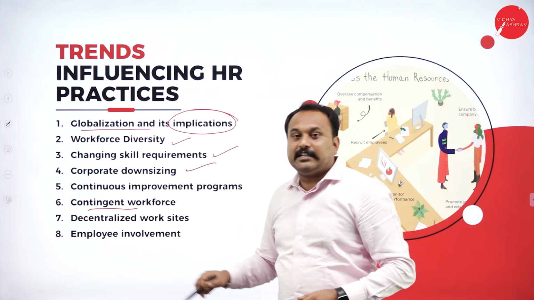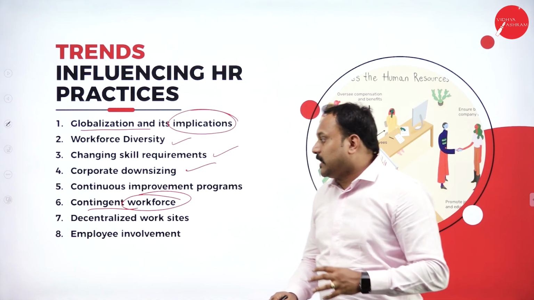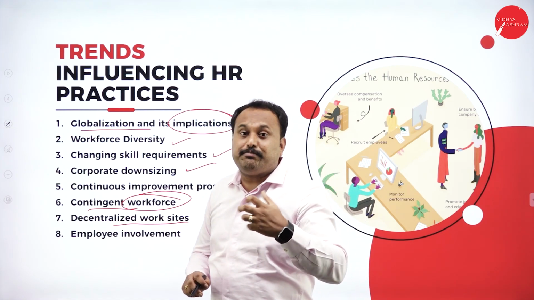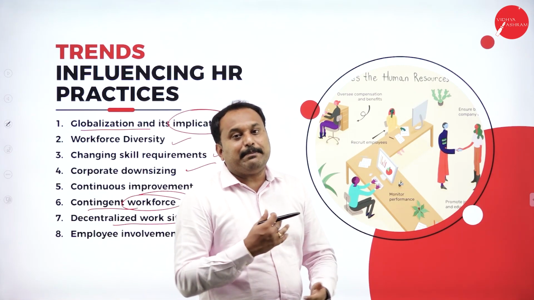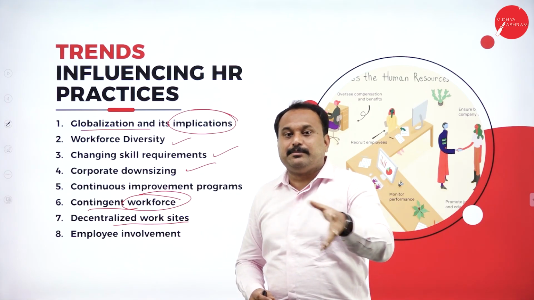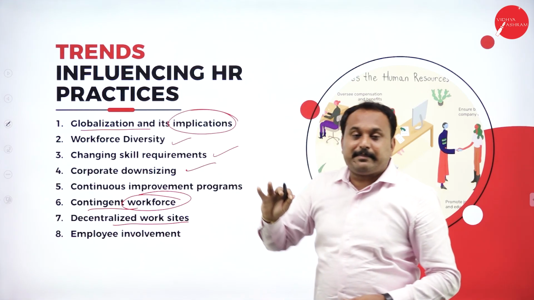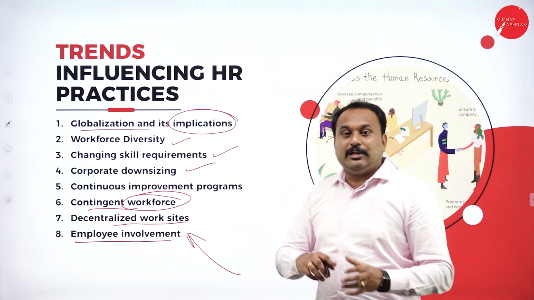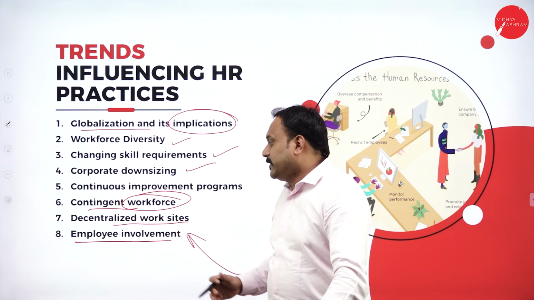Contingent workforce, contingent means act according to the situation. Whatever the situation is, you are supposed to get acquainted with that. Decentralized work sites, so wherever there is centralization, now you are supposed to give powers to your subordinates and make it decentralization, so that the work will happen very fast, decisions can be taken very easily, and the authority will be distributed. And the last one is employee involvement. Now, trends influencing the HR practice, it is all dependent on what? The employee's involvement, whether he really wants to do all these things. Does he really want to work? That is what it is, the involvement of the employee.